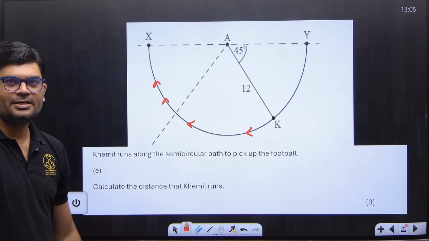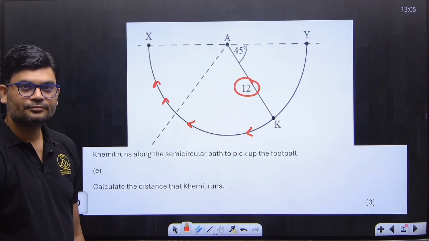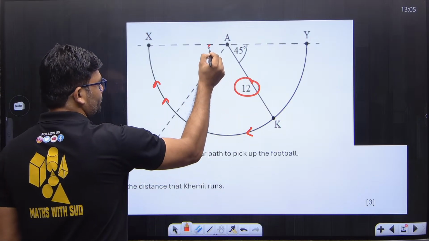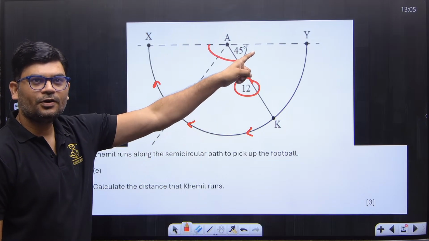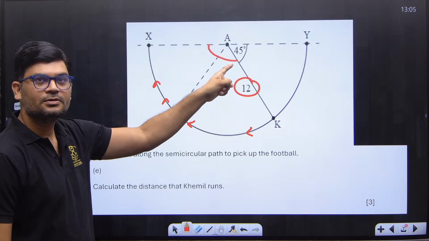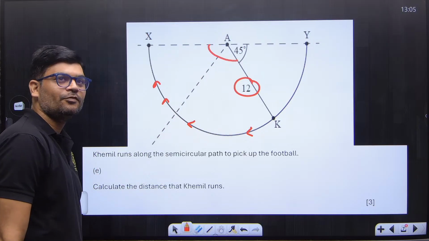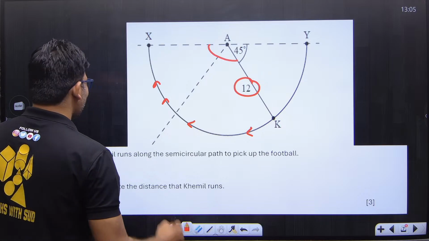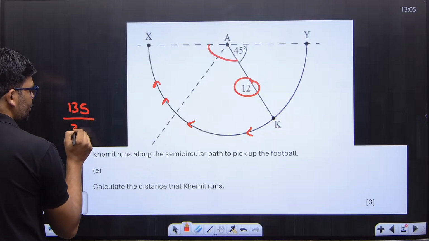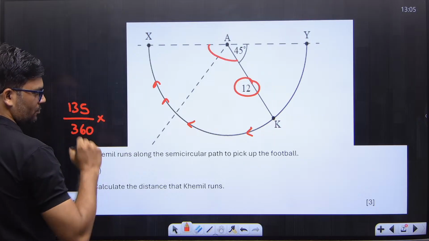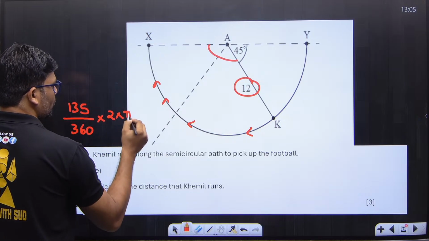So how can you find it? Very easy. Do you know what is the radius of the circle? Yeah, 12. Okay, now what's the formula? This angle is how much? If that is 180 and this is 45, this is how much? 180 minus 45. Okay, do you want me to find it for you or will you find it for me? 135. So that means 135 out of 360 into 2 into pi into the radius, 12.